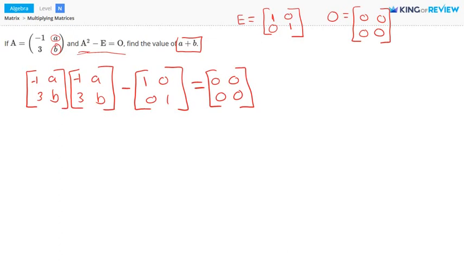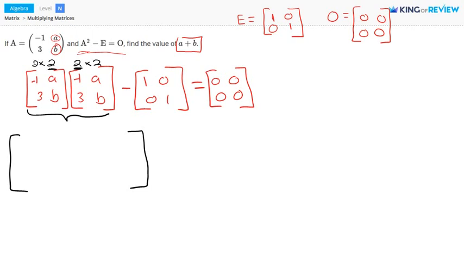So now we want to start by multiplying these two matrices together. The product of two matrices is defined as long as the number of columns in the first matrix is equal to the number of rows in the second matrix. Since these are the same matrix, they're both 2 by 2 matrices. Since these two numbers are the same, we can go ahead and multiply them together.